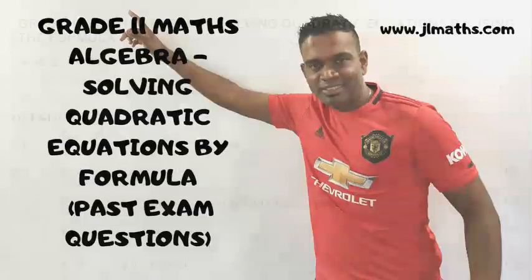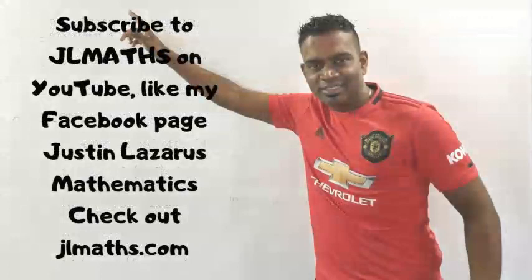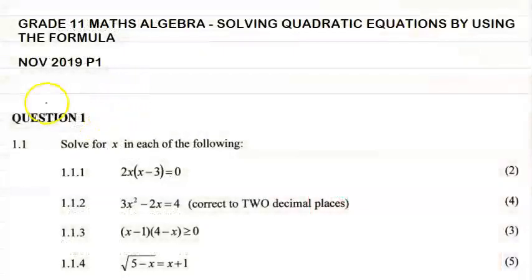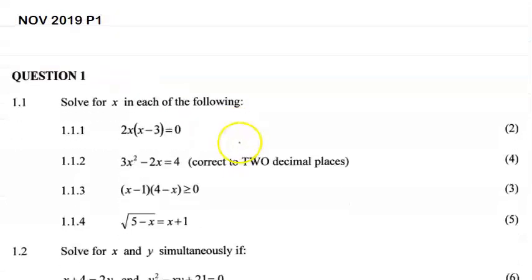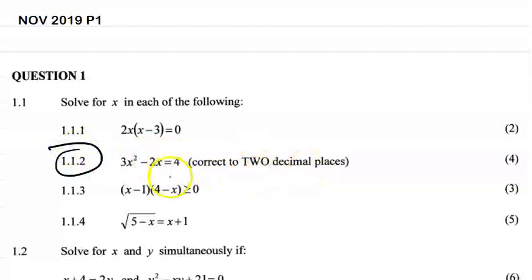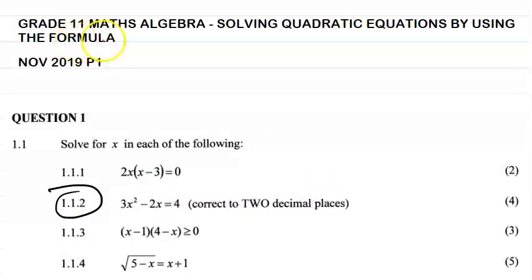In today's video lesson, we're going to be looking at grade 11 maths algebra, solving quadratic equations by using the formula, and we're going to be looking at questions from past examination papers. The first question that we're going to be looking at is from the November 2019 paper 1, and the question that involves the formula will be the question that states that you must correct to 2 decimal places or leave in the simplest surd form. So we're going to be looking at question 1.1.2, solving quadratic equations by using the formula.